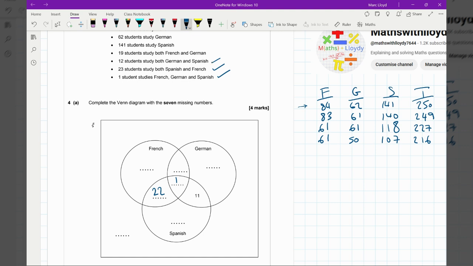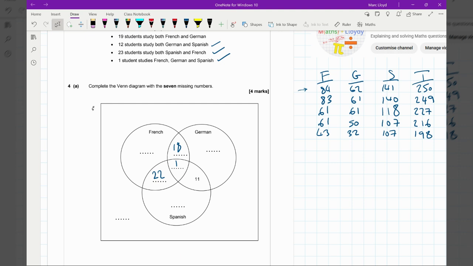Done. 19 students study both French and German, which means it's 18 into that area. So we've got 18 French pupils, 43. Spanish has been done already. And then 50 take away 18 is 32 for the Germans. 216 take away 18 gives me 198. Okay. Now the next bit's nice and simple.